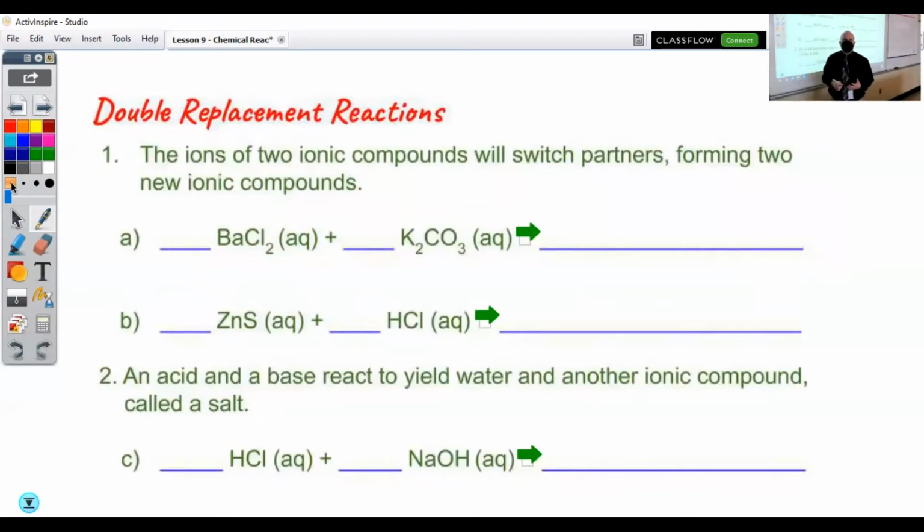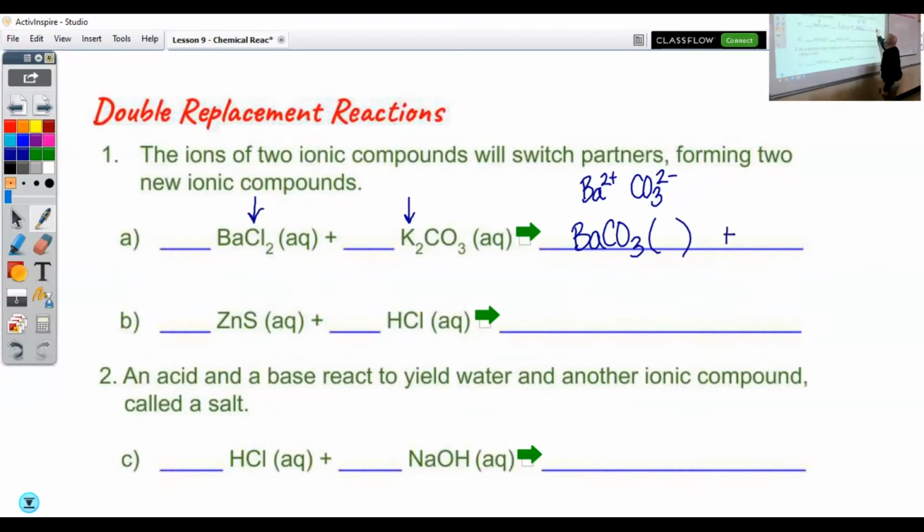So in this first example, if you consider that the barium and the carbonate will bond together to make barium carbonate, Ba is 2+, carbonate is 2-, so 2+ and 2- cancel each other out. The second part that will bond together is potassium from potassium carbonate and chloride from barium chloride. They will form a second compound known as potassium chloride, K+, Cl-.